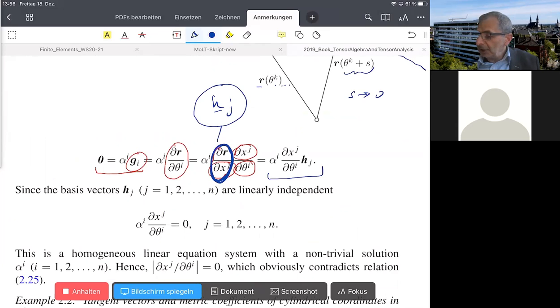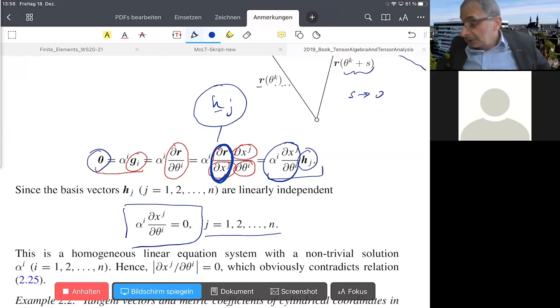And you see, the h_j form a basis, and we form here a linear combination of these vectors h_j which is zero. That is possible only if all the coefficients in front are zero. So we get this equation, namely n equations. All of these coefficients should be zero. We have n equations, and these equations represent a linear equation system with respect to these values alpha, and it is a homogeneous equation system.